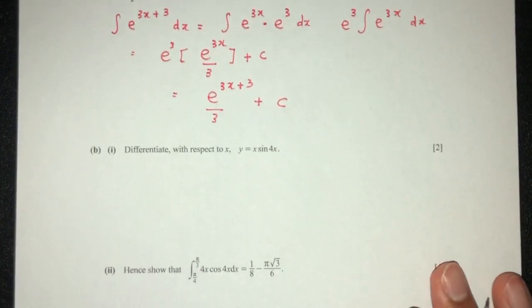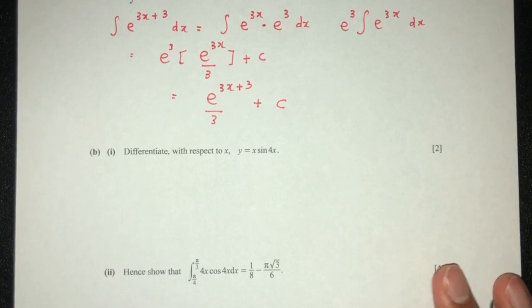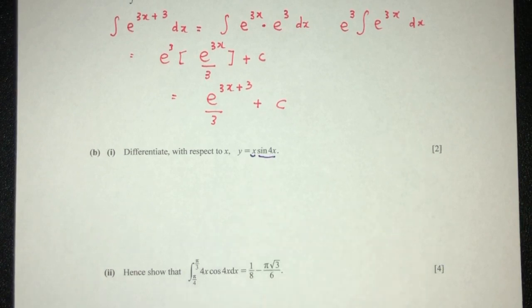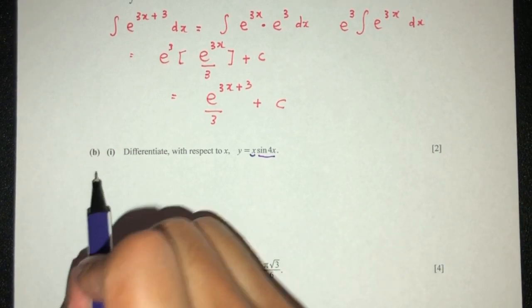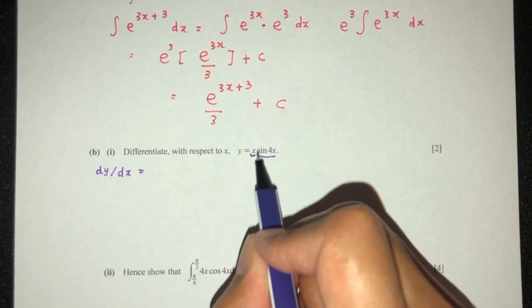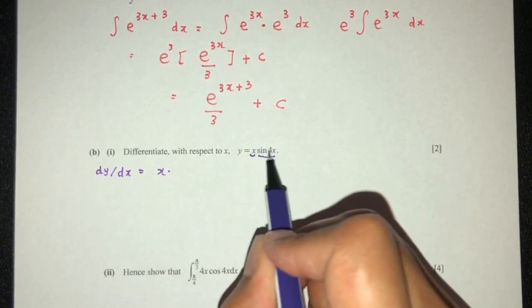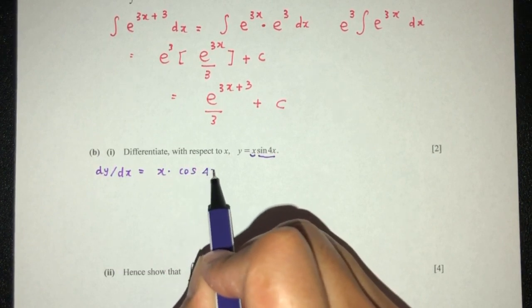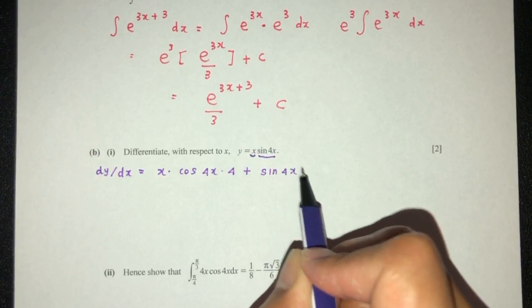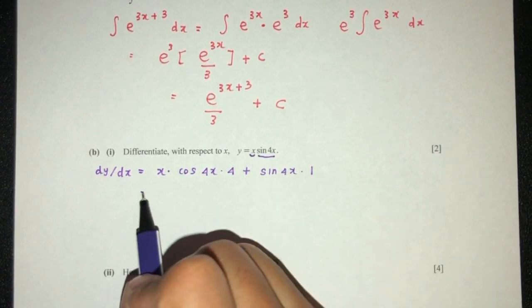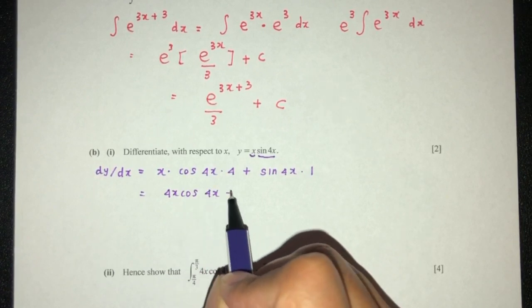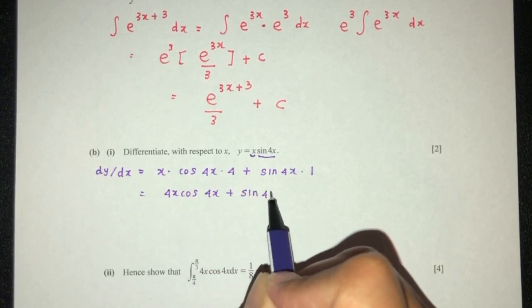Now let's move on. For part B, differentiate with respect to x, this one. As you can see, this is a product, x times this one. So because of that, we have to use the product rule. So dy by dx will be what? So first thing, we'll leave the first one as it is. Then differentiate this one, that will be cos 4x times 4, plus. Then leave the second one as it is. Then times d by dx of this one, that will be just 1. That will be 4x cos 4x plus sine 4x.